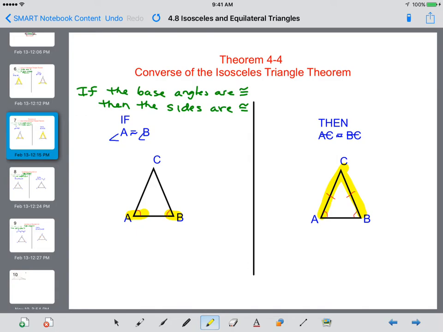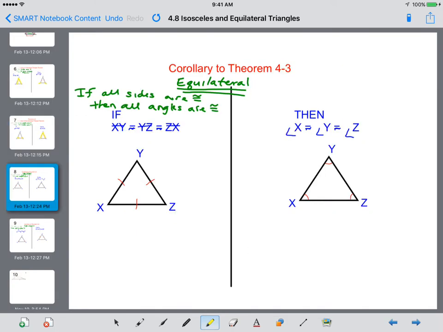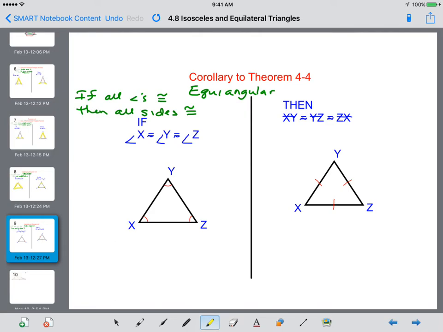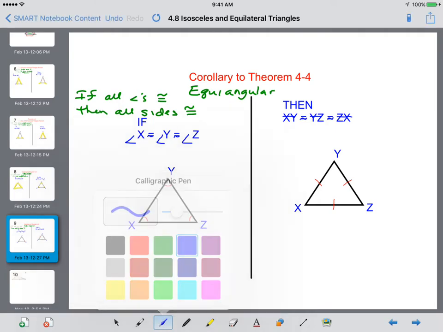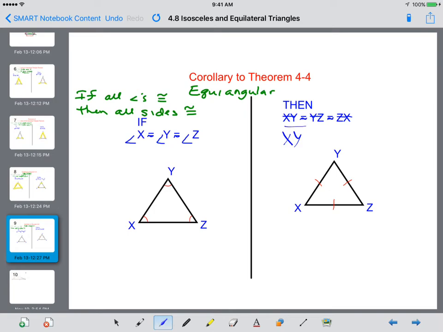Two more words to get in there. Equilateral. If all sides are congruent, then all the angles are congruent. So if we have all the sides congruent, then all the angles are congruent. And if all the angles are congruent, then all the sides will also be congruent. This is supposed to say XY with a line on top congruent to YZ congruent to ZX.